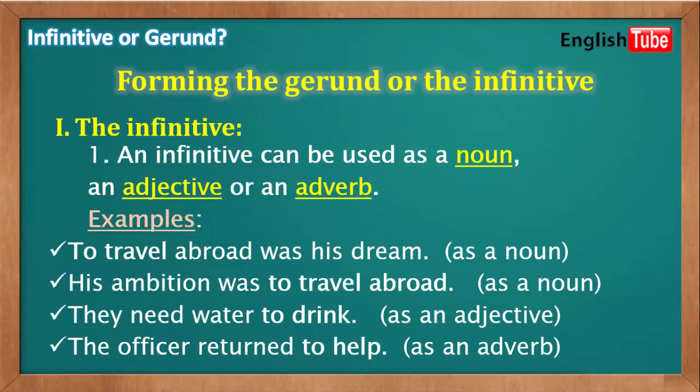The infinitive, anyway, within a sentence can be used as a noun, adjective, or as an adverb. Example: to travel abroad was his dream. So the verb in the infinitive form here is to travel. Okay, so it is used as a noun. To travel abroad is what? It was his dream. Or traveling abroad was his dream. We can use it in the gerund form too. So number two, his ambition was to travel abroad. Okay, the same thing the other way around. We can say his ambition was what? Was to travel abroad or traveling abroad. So it is used here, to travel, as a noun.